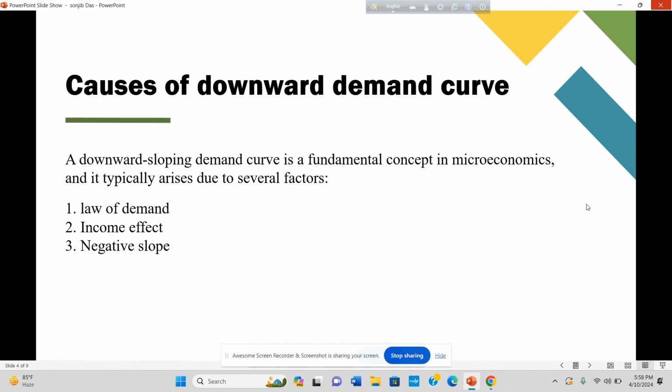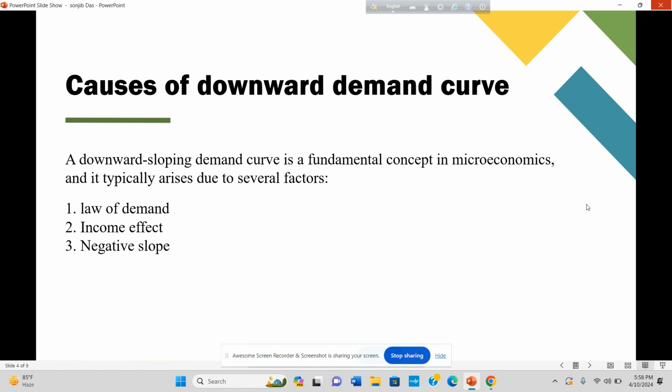And the second one is the income effect. When the price of a good decreases, consumers effectively experience an increase in real income, allowing them to purchase more of the good. This leads to an increase in quantity demanded and contributes to the downward slope of the demand curve. And the third one is negative slope.